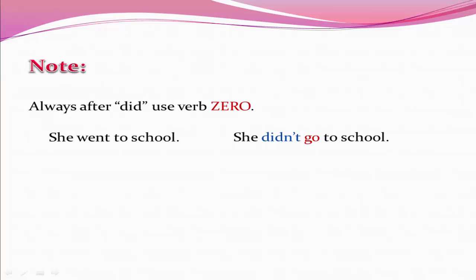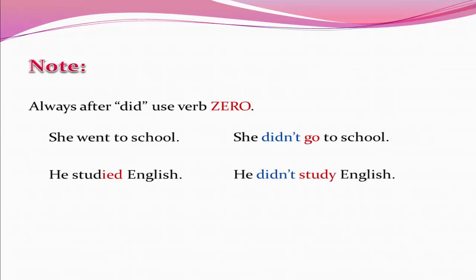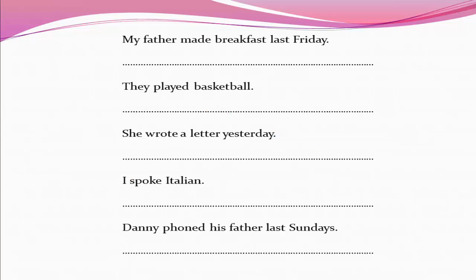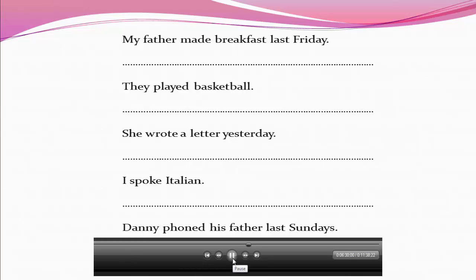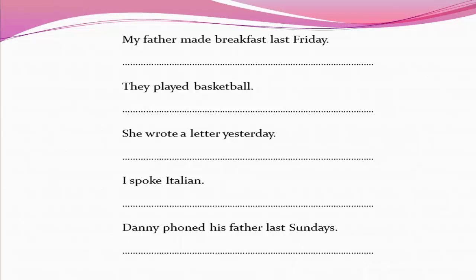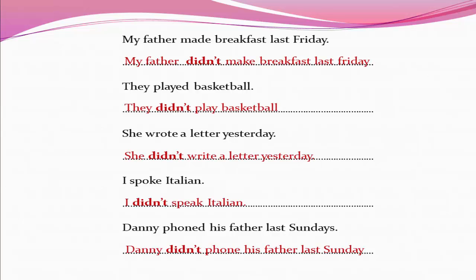Now, she went to school. She didn't go to school. He studied English. He didn't study English. Now, here we go for an exercise for the negative. I want you to stop the screen, do the exercise as usual. The first one, we do it together. My father made breakfast last Friday. Now, I want to change this sentence into negative. So I say, my father didn't make breakfast last Friday. Now, you pause the screen, you do the other exercises. And here you go. I hope that your answers were correct.